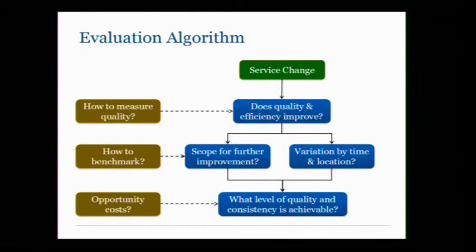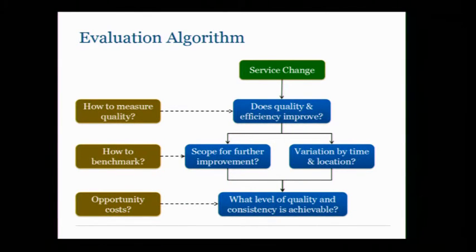That variation may be with respect to the time at which patients present or are treated, or it may also be with respect to the location. So are different hospitals providing different levels of quality and efficiency? And so that will inform how we move forward in terms of continuous improvement. The question there is, how do we benchmark? How do we decide that we've got to an adequate level of quality, or how do we decide that we really need to focus on particular areas to improve services further?